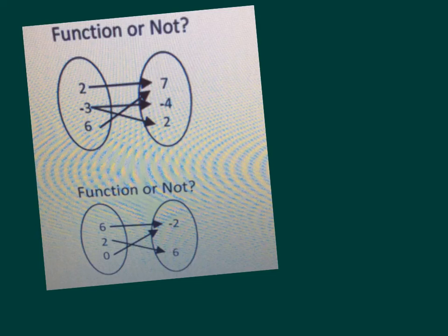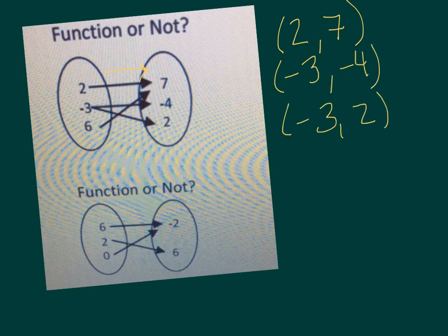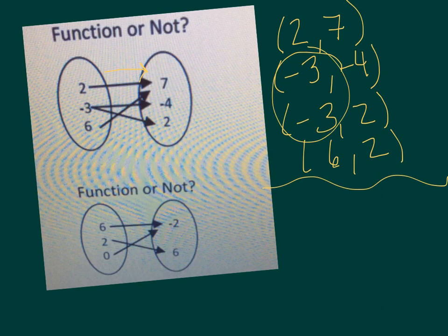Okay, so I hope you were able to figure these out. If not, what really helps with a mapping is if you write the ordered pairs that match to it. So if I have this first mapping on the top, you see how that 2 is pointing to the 7? So what that does is makes the ordered pair 2, 7. Okay? Then I have -3, -4, I have -3, 2, and I have 6, 2. So what happens on this first one? X's repeat. So is this first one a function?